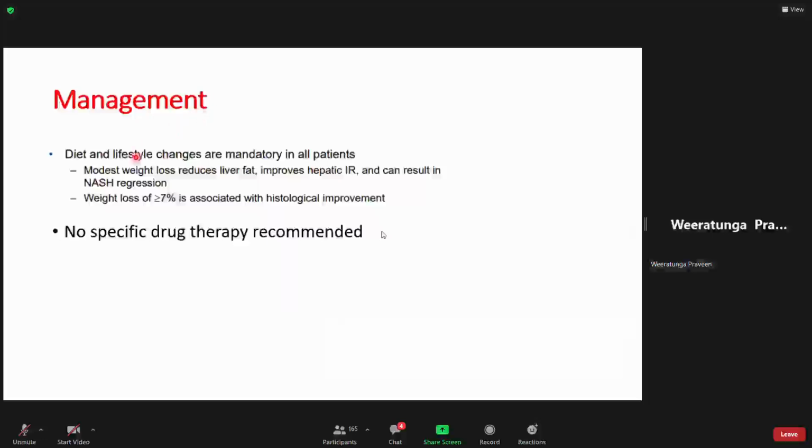Right. So how do you manage? Very important. Diet and lifestyle modification is mandatory. And in the earlier MCQ, the fifth point: fat reduction clearly can result in NASH regression, and weight loss can actually result in histological improvement. So weight and diet reduction is what we do. Then for drug therapy, there is still no big evidence. Drugs are used, but you won't be asked about them in MCQs.